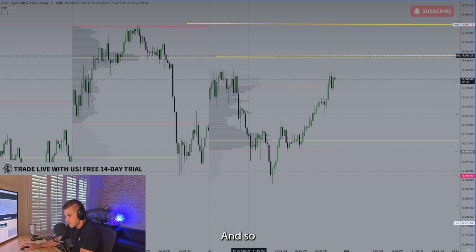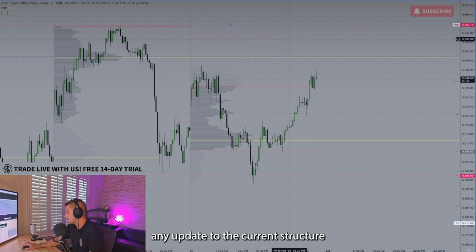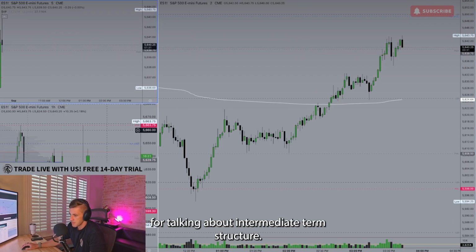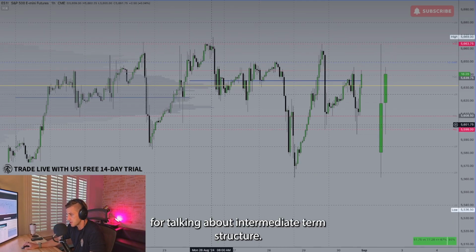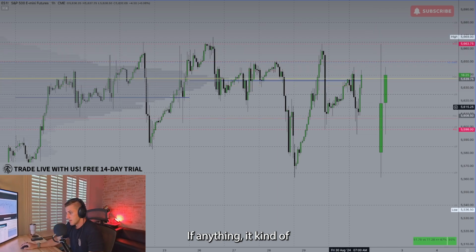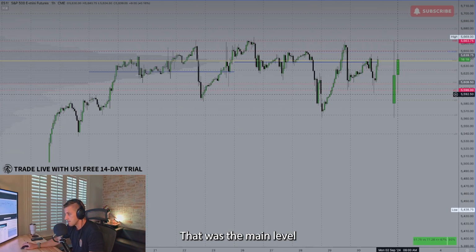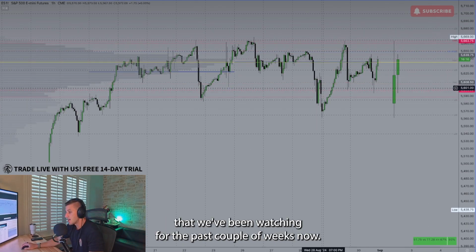And so price today does not give us any update to the current structure. If we're talking about intermediate term structure, no update after today's action. If anything, it kind of solidifies the fact that 5,600 is a key level of interest. That was the main level that we've been watching for the past couple of weeks now.